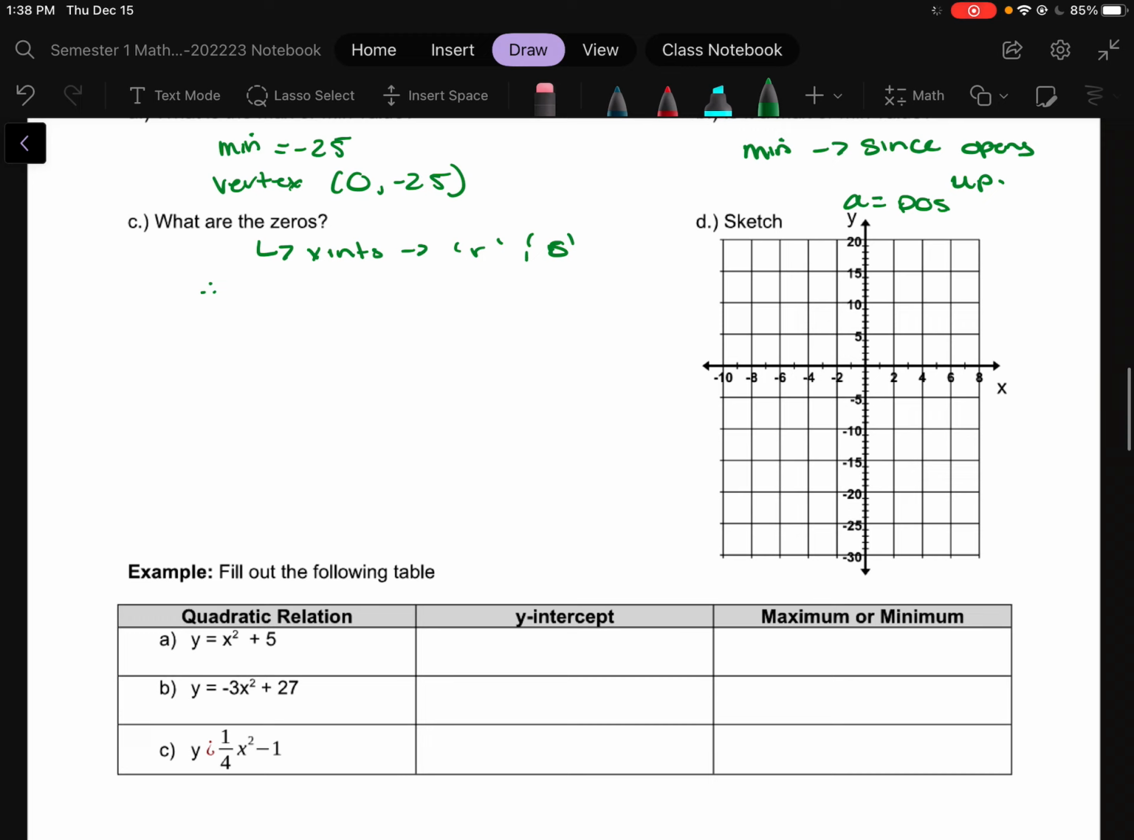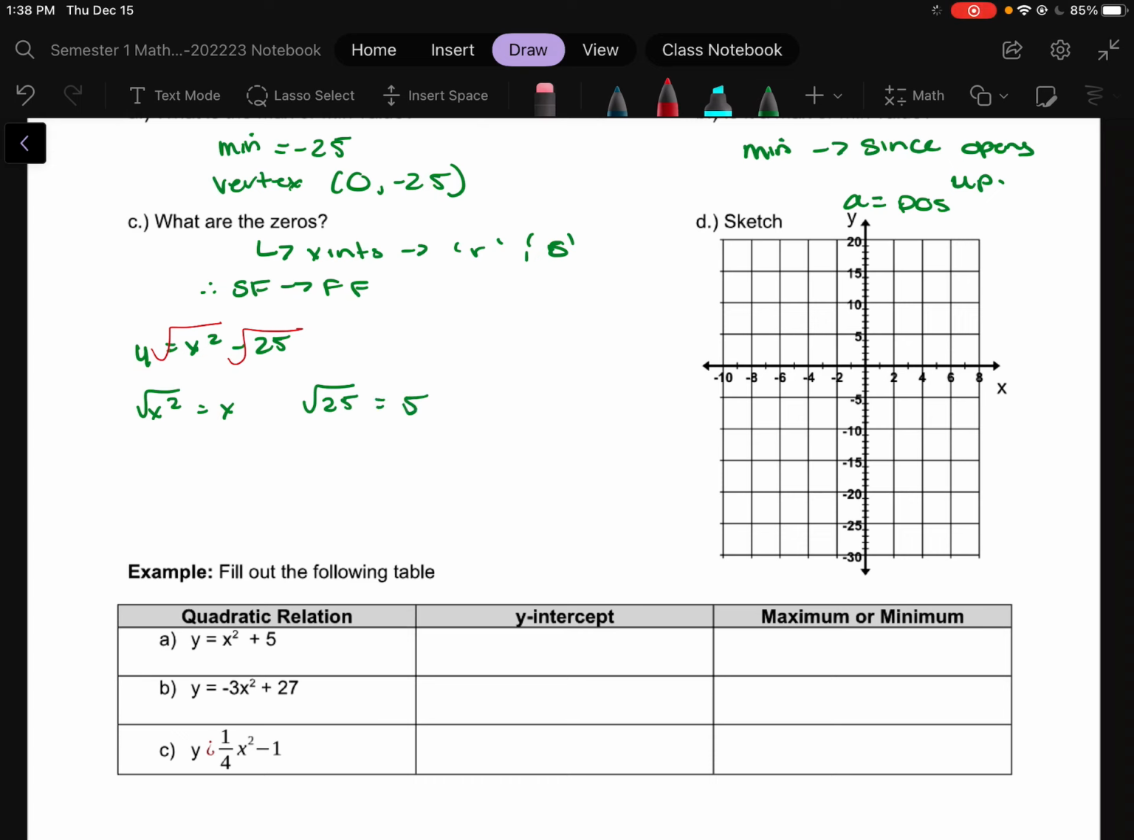So in order to do that, we have to go from standard form to factored form. So it's going to be y equals x squared minus 25. And we need to find the square root of each of these in order to solve. So the square root of x squared is going to be x. The square root of 25 is going to be 5.